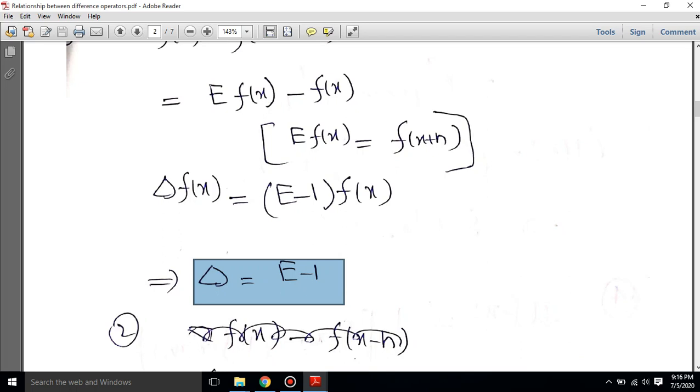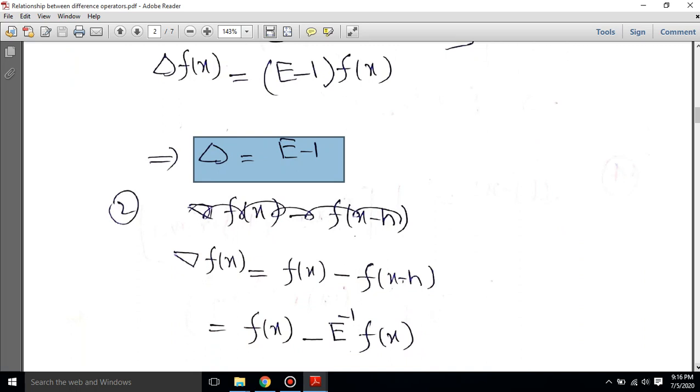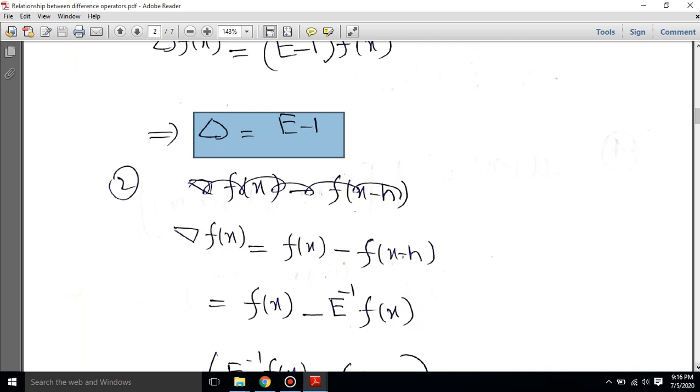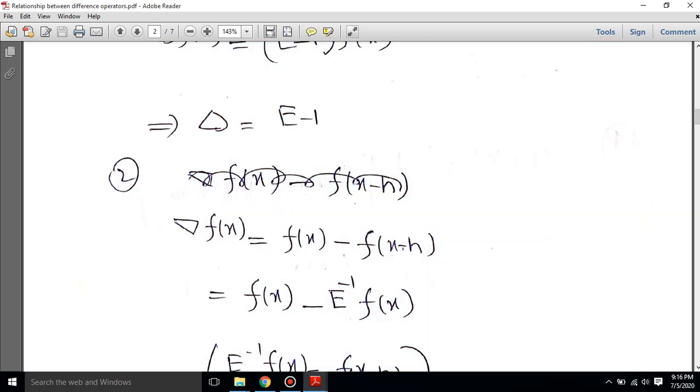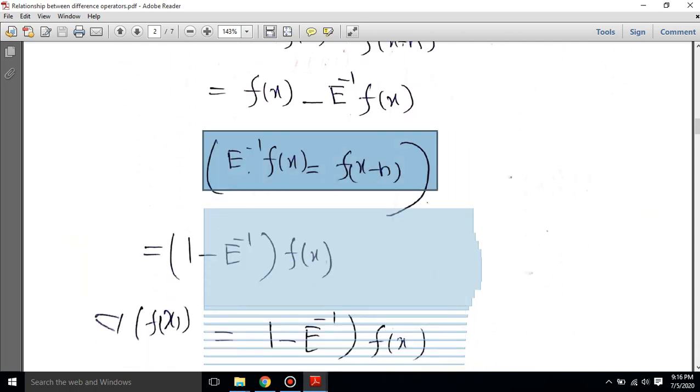Now moving further to our second result, that second proof, or second Euclid result, we are again going to assume something. Starting with the assumption that the backward difference operator, when applied to the function f of x, gives us f of x minus f of x minus h, from this you see f of x will be equal to E to the minus 1 f of x. This is from the definition we have already written here as well.